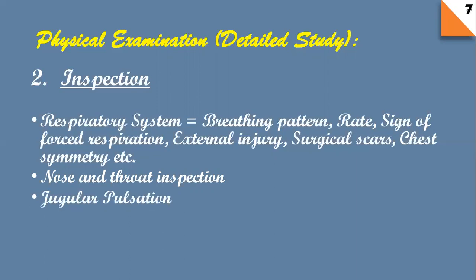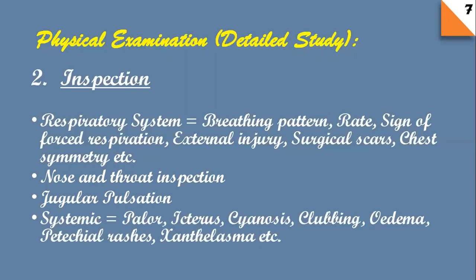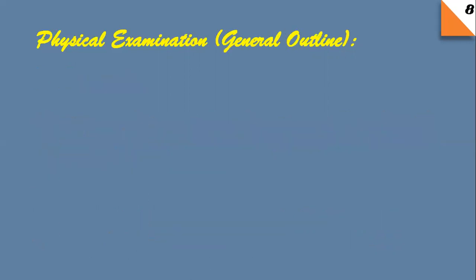The next thing we'll look for is the jugular pulsation, which is increased in cases of heart failure. And then the next thing, in the systemic examination, we look for pallor, icterus, cyanosis, clubbing, edema, petechial rashes, and xanthelasma.